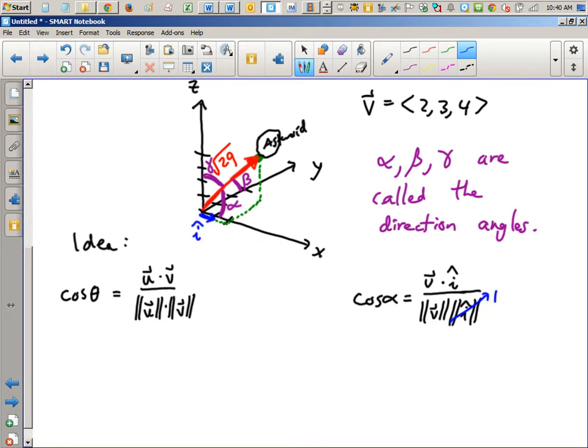And let's not use any numbers yet. Let's just, for the sake of argument, say that v is the vector a, b, c. What's going to happen if I do a, b, c dotted with 1, 0, 0?